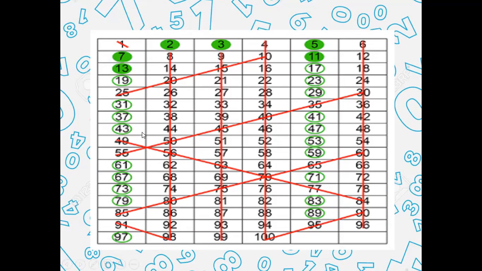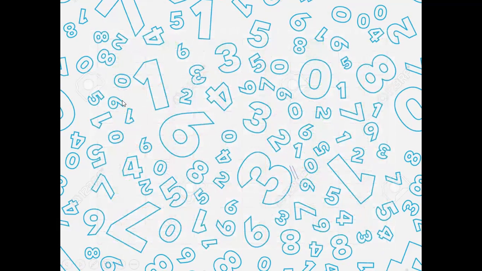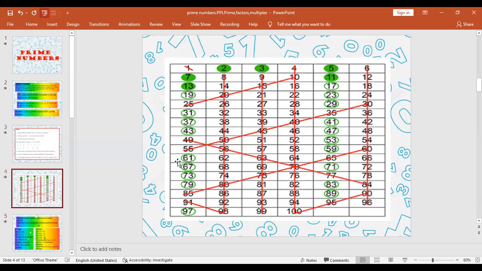Right, so if you can see, there are circled numbers in green here. From column 1, the prime numbers are 7, 13, 19, 31, 37, 43, and 61, 67, 73, 79, 97. And from this column, we've got 2 only, and then 3 in this column.